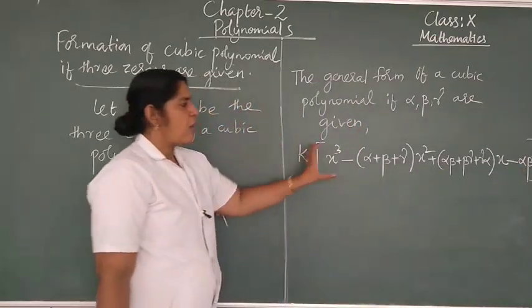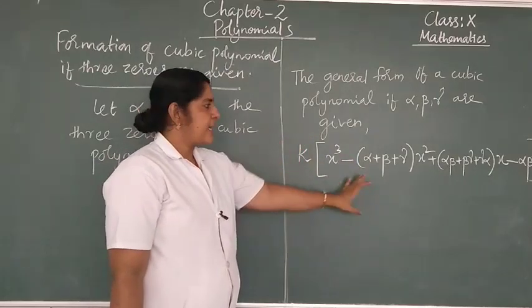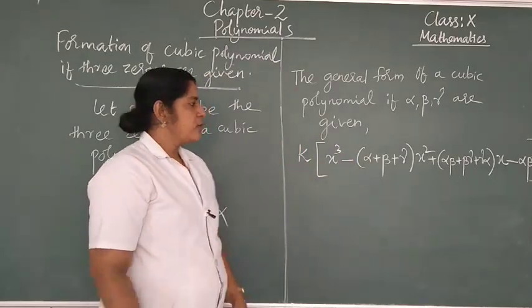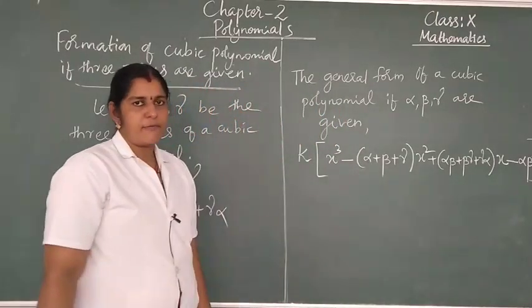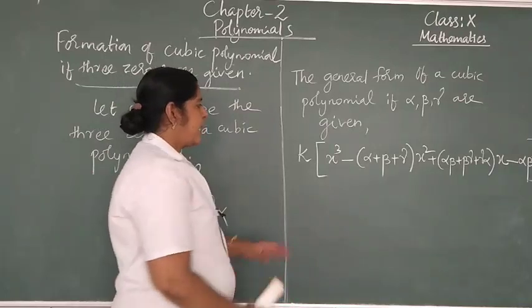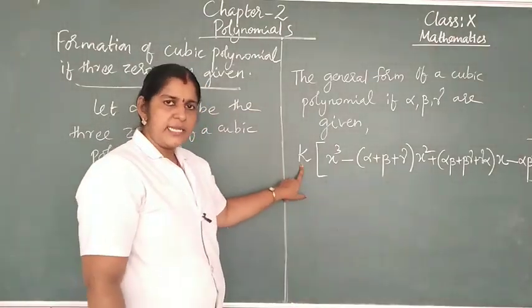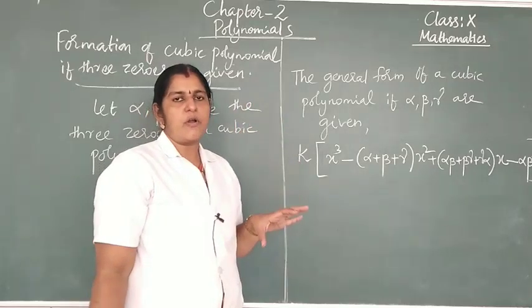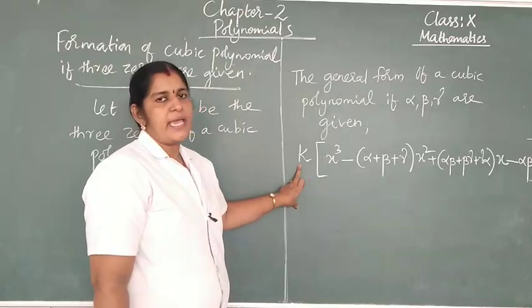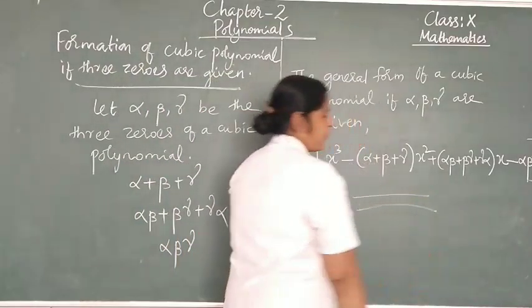So when you know all these three relations, we can easily form the cubic polynomial. Okay, so we can form the cubic polynomial using this general form. And as we discussed in the quadratic polynomial, this k is a constant, it can take any value, and if you are asked to find one cubic polynomial, you assume k equal to 1. So all of you memorize this general form.